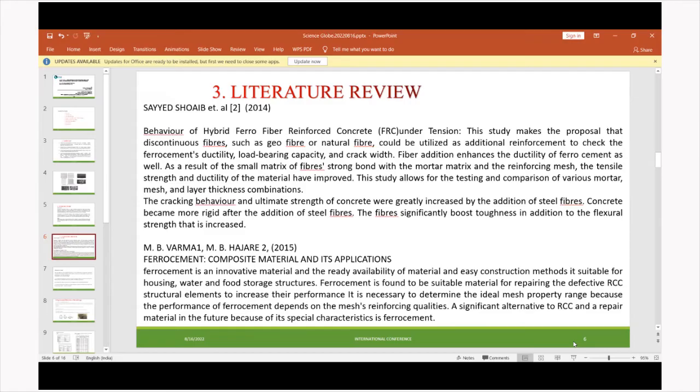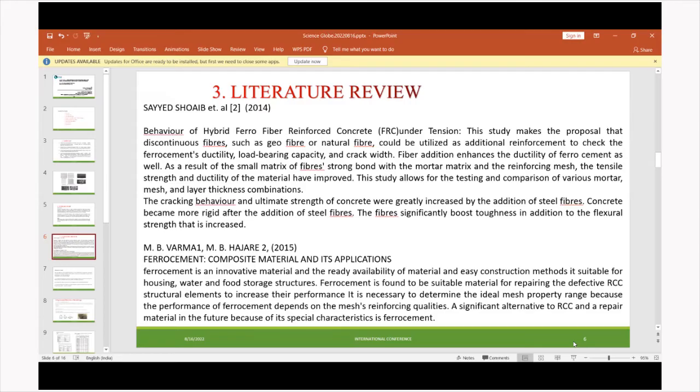Verma and M.B. Hazare in the year 2015, an article named ferro cement composite material and its application, states that ferro cement is an innovative material, and the ready availability of material and easy construction method make it suitable for housing, water, and food storage structures. Ferro cement is found to be a suitable material for repairing defective RCC structural elements.